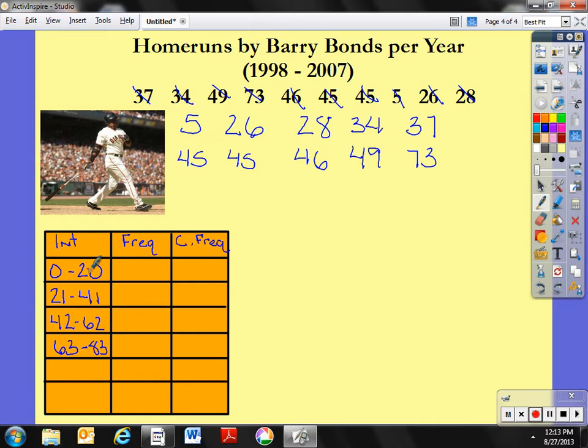How many times did he hit between 0 and 20 home runs? He only did that once. He only hit 5 home runs that year. If I had to make an inference, I'm going to guess he was injured that year.